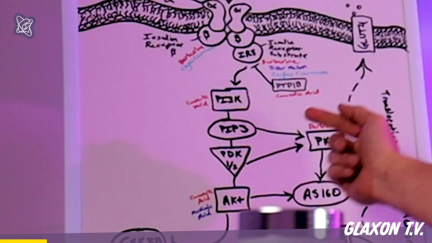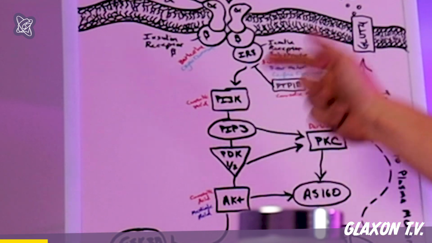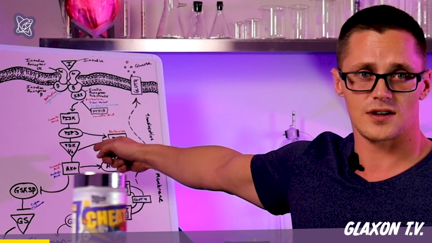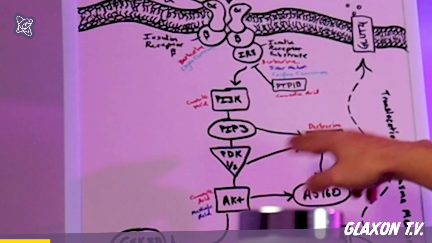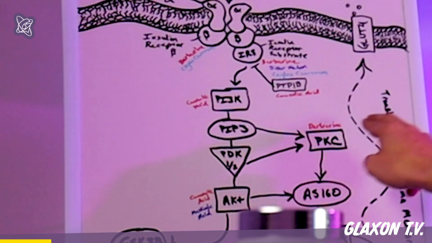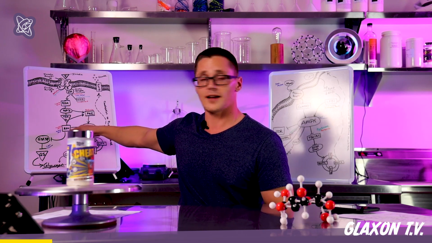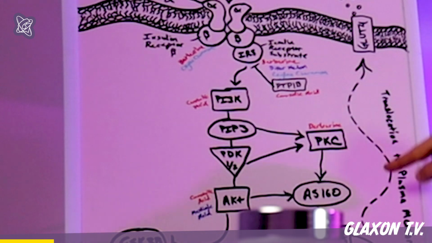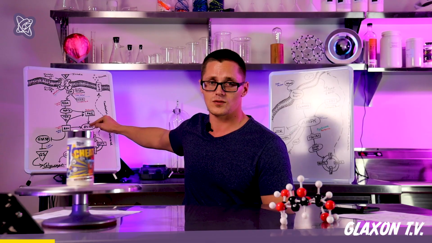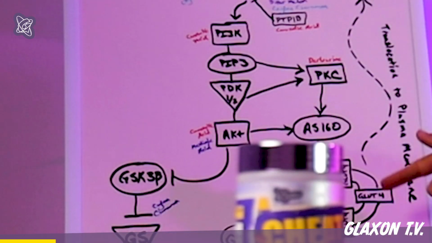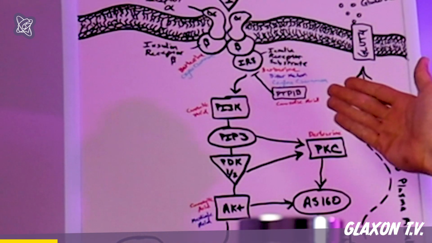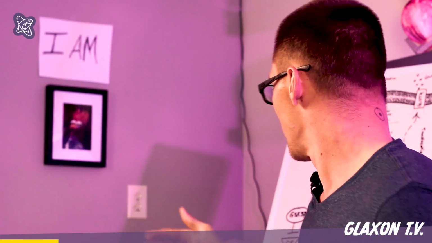So going from the insulin receptor substrate, it activates something called phosphatidylinositol-3 kinase. It activates PIP3 and PDK, which is pyruvate dehydrogenase. These two things will activate protein kinase C, but after that, it'll activate AKT, which PKC and AKT will also activate AS160, which is the trigger event that actually gets the GLUT4 glucose transporter proteins to go ahead and go up and embed into the plasma membrane.